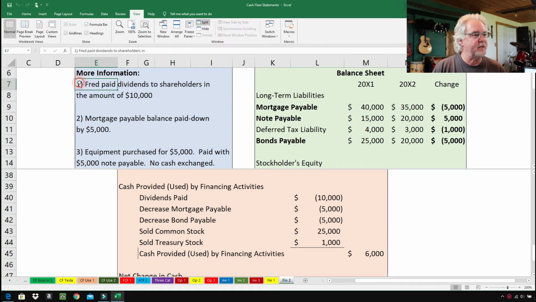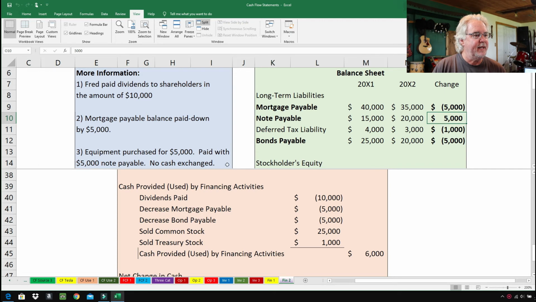We got it right from number 1 here, dividends. That is money going out, so it's negative. Decrease in mortgages payable, $5,000. We got that from the change here, and we verified it with information number 2 here. Mortgage payable balance paid down by $5,000, so it's a negative number. Decrease in bonds payable. They're paying down the bonds payable. We are not listing the note payable at all.